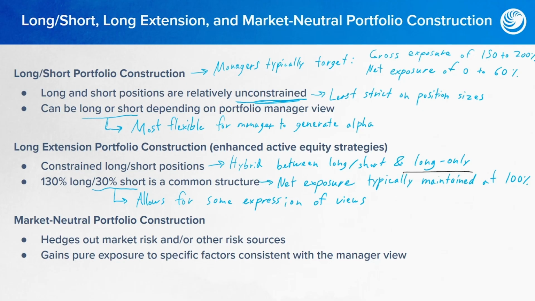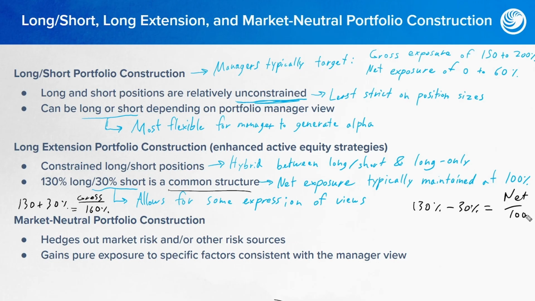So the most common example of a long extension portfolio would be a 130% long and 30% short portfolio, right? So this is a common structure. If we think about when we were talking about gross exposure and net exposure up here, the gross exposure would be that 130% plus the 30%, so that gross exposure would be equal to 160%, whereas the net exposure would be the 130% long minus the 30% short, which would get you to a net of just 100%.